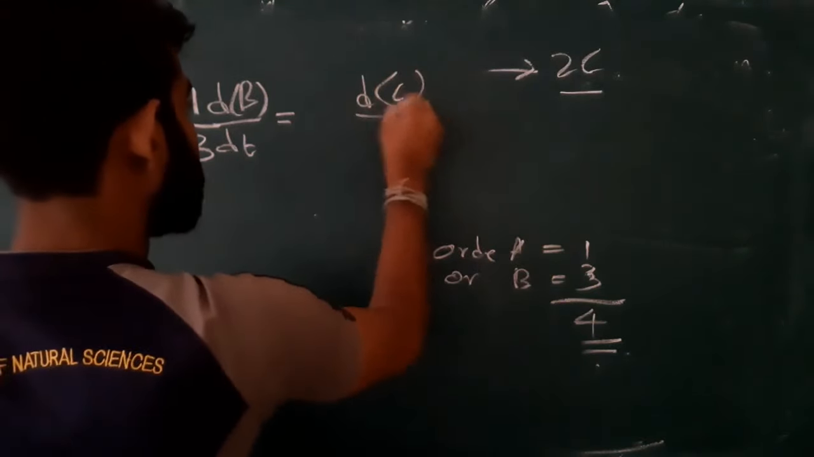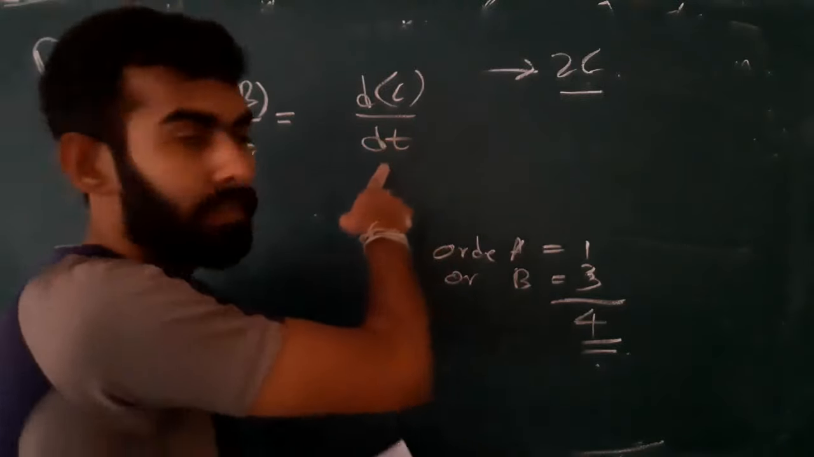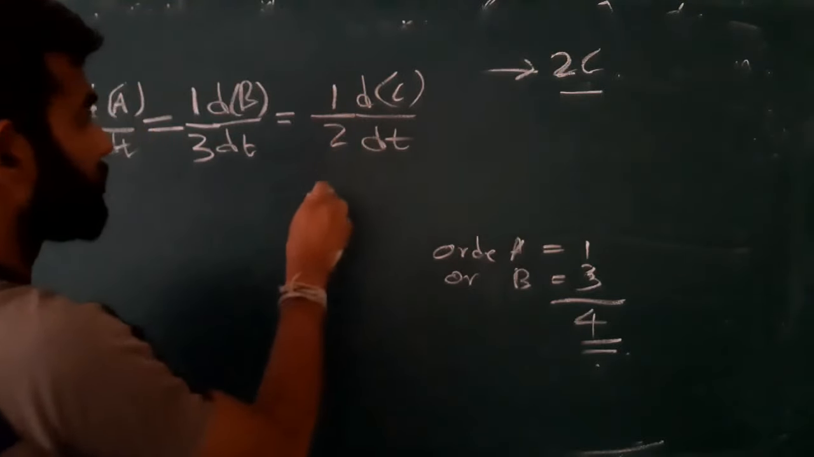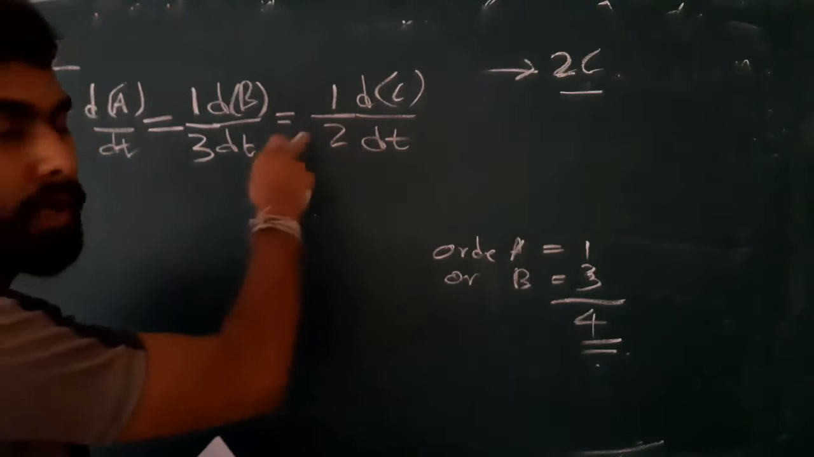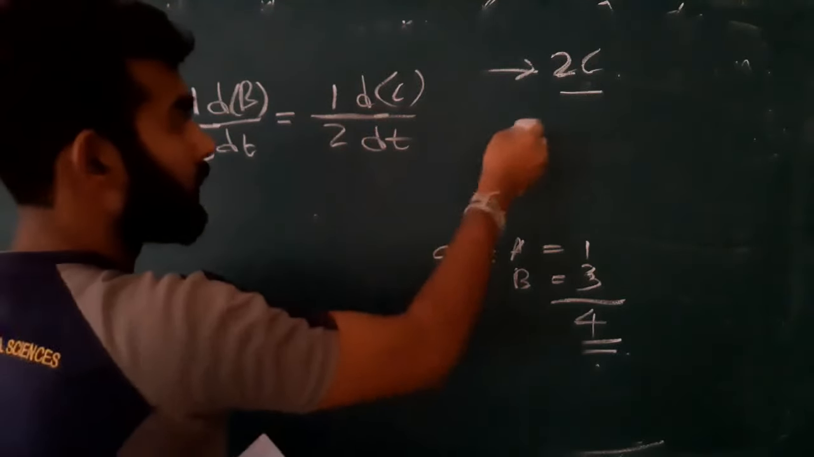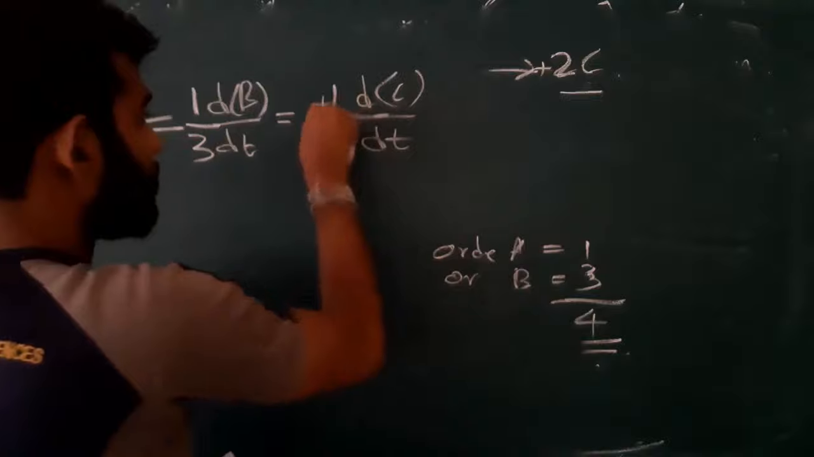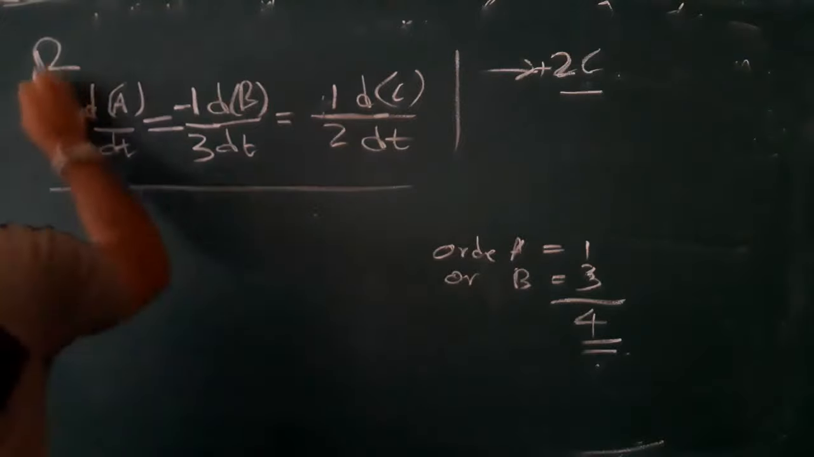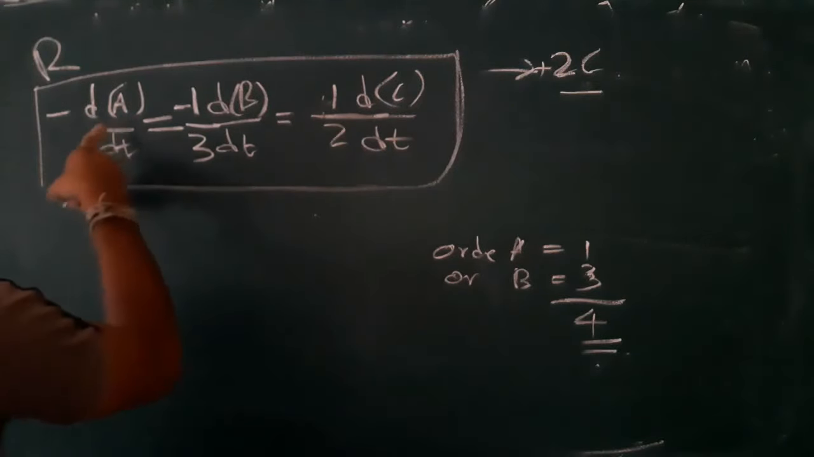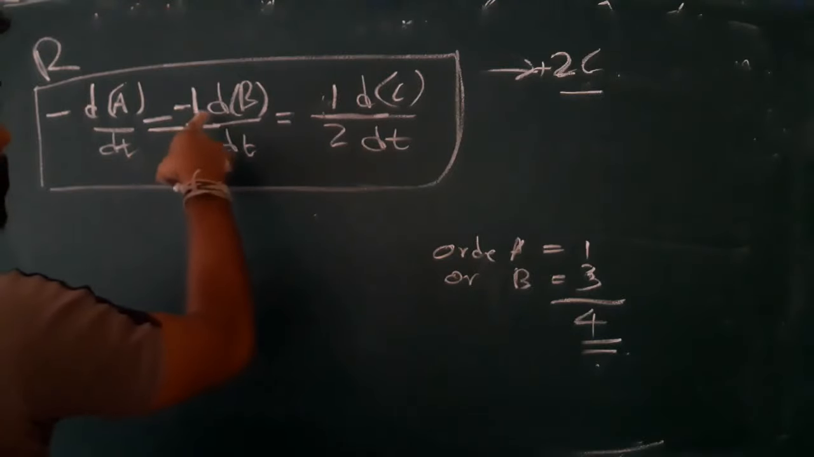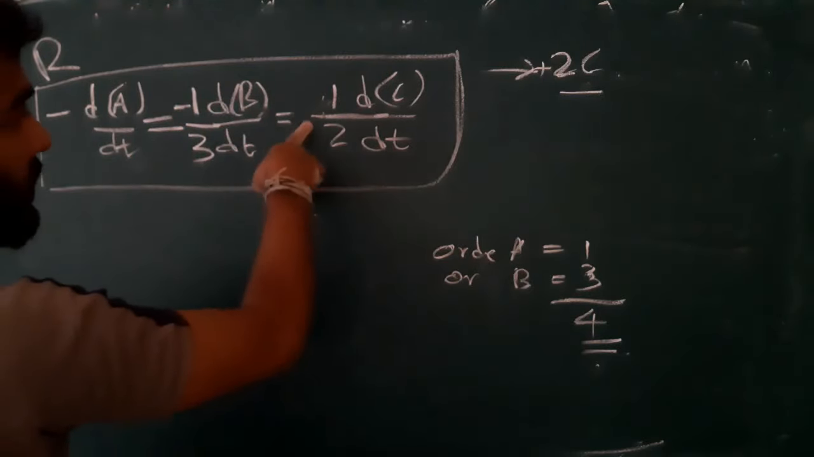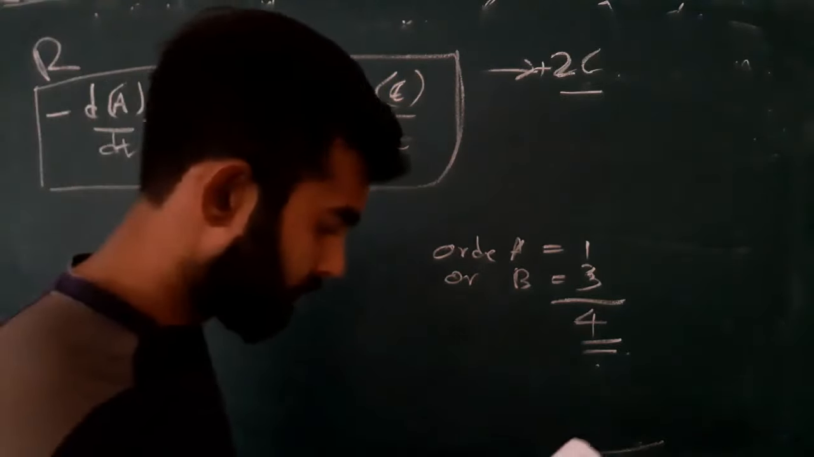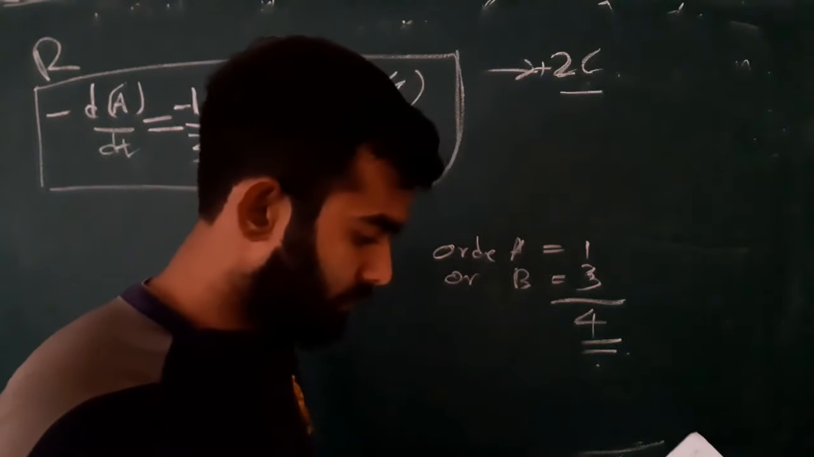dC by dt. If you write this, again you are wrong. Here the stoichiometry is 2, we have to divide. If we don't divide, we can't apply this equal sign. What is the sign? It is forming, so the sign is positive. Okay, these are the relationships. Here dB is also decreasing, so minus dA over dt equals minus dB divided by 3 dt, which equals 1 over 2 dC over dt. These are the relationships.